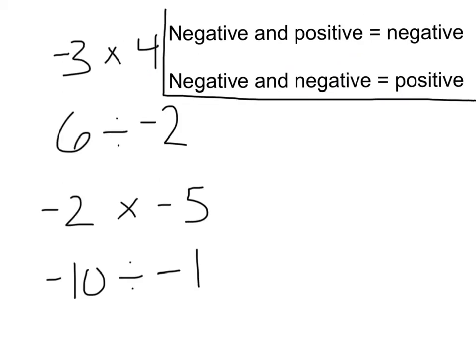Now multiplication and division is pretty straightforward. If you ever have a negative and a positive, your answer is going to be a negative. If you ever have two negatives, a negative and a negative, your answer is going to be positive. Let's do a few quick examples.